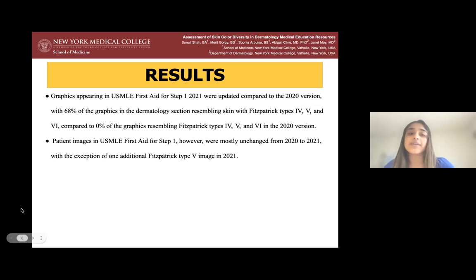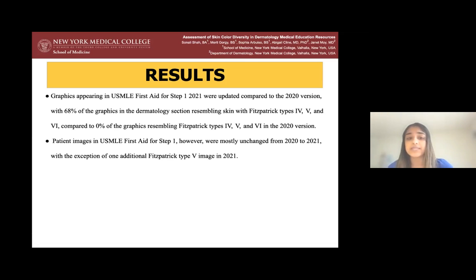We also evaluated graphics appearing in USMLE First Aid for Step 1 in both the 2020 and the 2021 versions. Graphics appearing in the 2021 version were updated compared to the 2020 version, with about 68% of graphics in the dermatology section resembling skin types Fitzpatrick types 4, 5, and 6. This was in comparison to 0% of graphics resembling these skin types in the 2020 version.